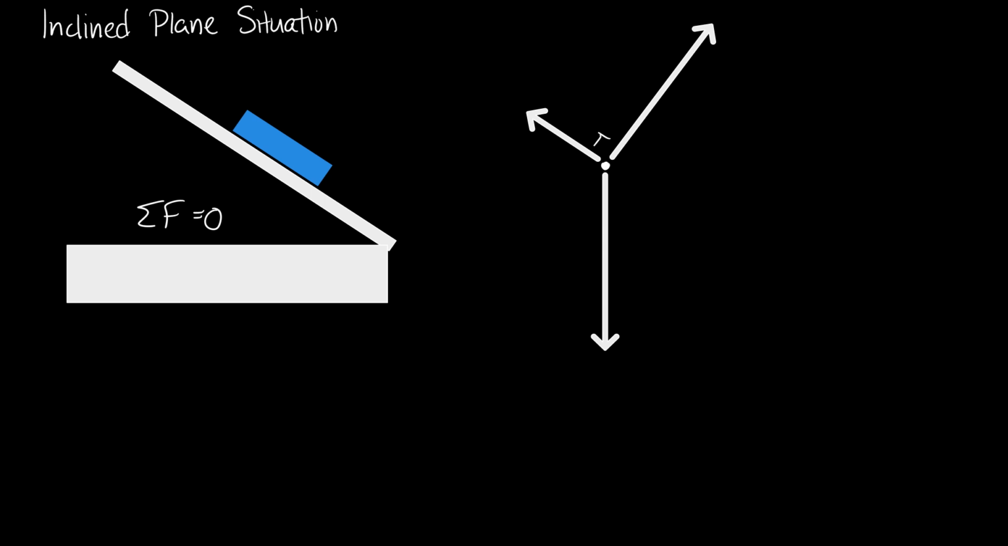But by definition, the normal force is perpendicular to the surface, and friction is parallel to the surface, so they must be at right angles to each other. And so now I've got normal force, friction, and weight.